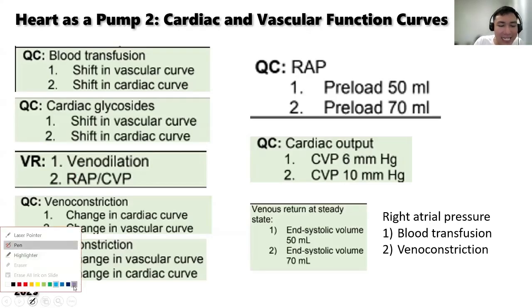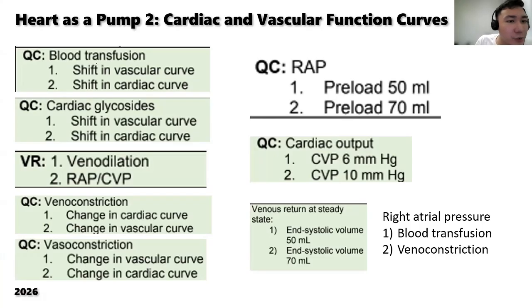This is from 2026. Blood transfusion. So, nag-transfuse ka ng blood, you increase your intravascular volume. Will you shift your vascular or cardiac curve? Definitely your vascular curve. Cardiac glycosides increase the contractility of the heart. Therefore, that would be a shift in your cardiac curve.